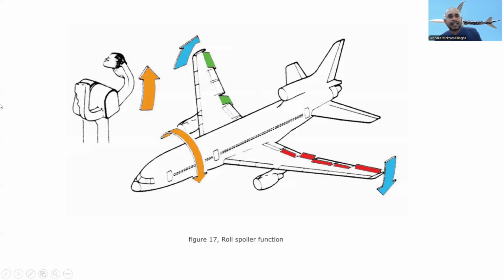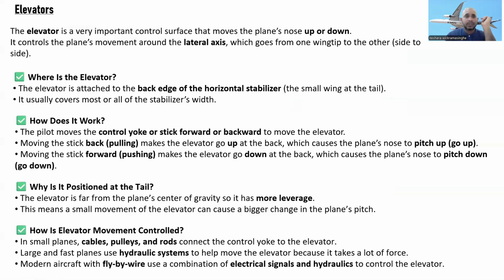You can see, when this aileron goes down, the spoiler also goes down. And when the aileron goes up, one of the spoilers also goes up to reduce the lift. Right, that is the roll spoiler function.